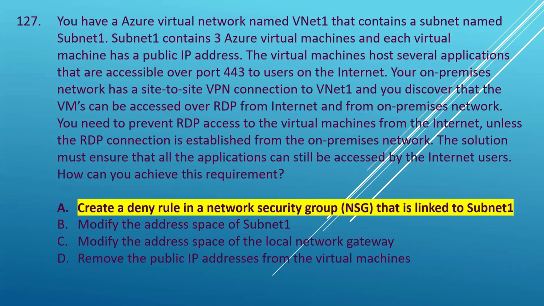You can create a network security group rule in Azure that denies incoming RDP traffic from the internet while still allowing the necessary application traffic. You might be tempted to use option D here, which is to remove public IP addresses from the VMs, but it will prevent all external access, including access from the on-premise network and internet users, which is not in line with the requirement of allowing access from the on-premise network while still permitting access to the applications from the internet, which is why option A is the correct choice here.